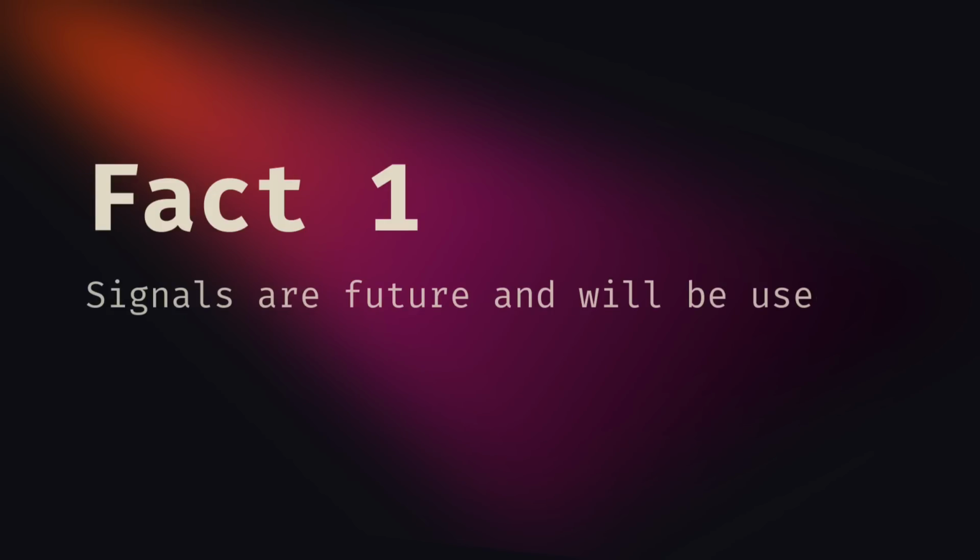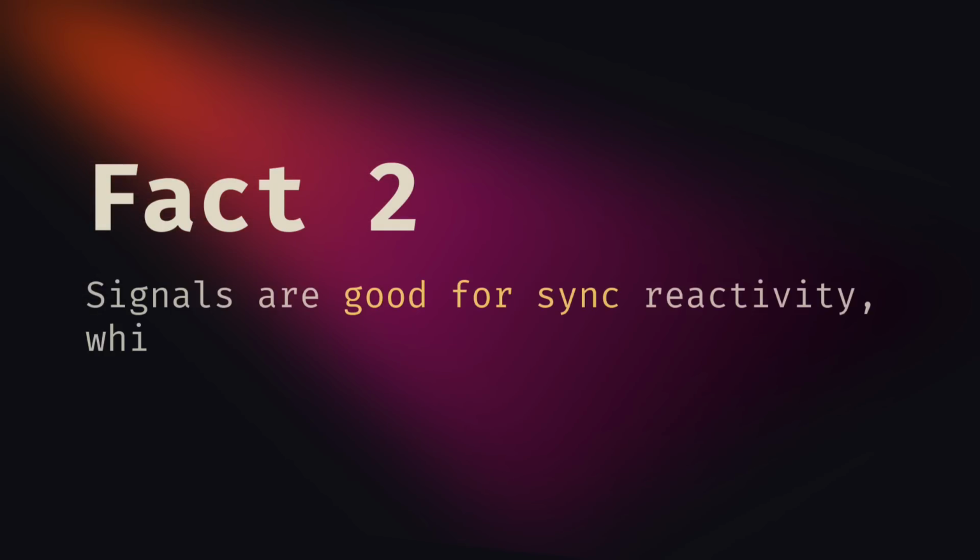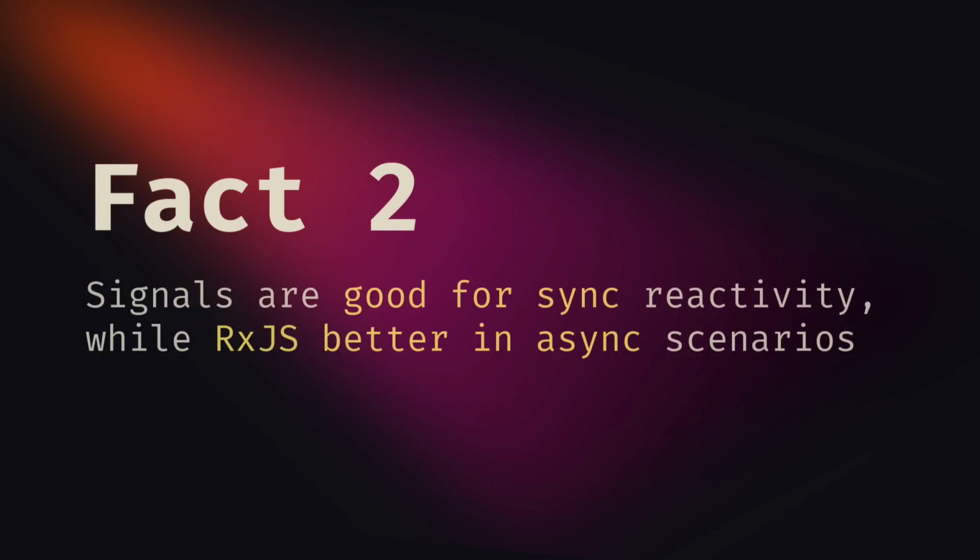First of all, let's try to figure out why this resource function exists. Right after signals were introduced in Angular, a few things became very clear immediately. Signals are reactive primitives that will be used by the Angular core, making the dependency on RxJS optional. Another thing that we realized about Angular signals quite quickly is that they're very good for synchronous reactivity, but when it comes to asynchronous code, they perform not so well, and RxJS much better in those cases.